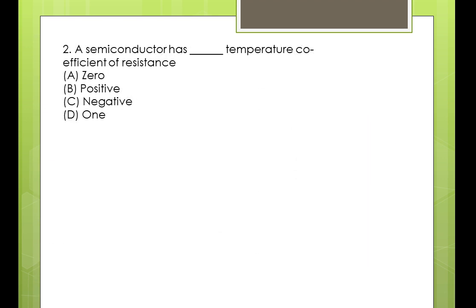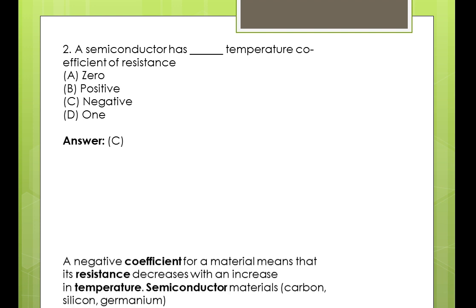The first question was related to the diode, and the second question is related to semiconductors. A semiconductor has dash temperature coefficient of resistance. The options are: A is 0, B is positive, C is negative, and D is 1. So the answer is negative temperature coefficient of resistance.